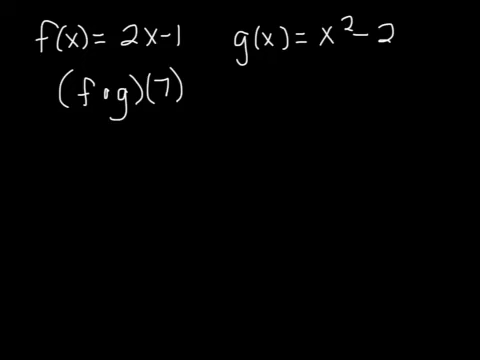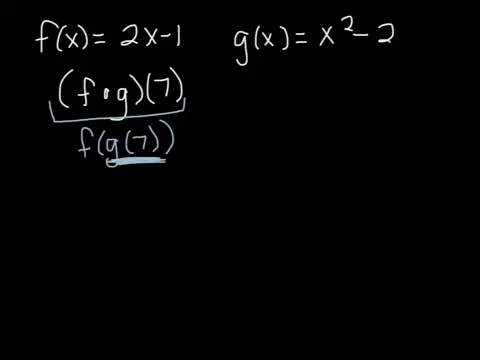F of g of 7. I don't particularly care for how it's written like this. I like to write f of g of 7. And then what we do is we start on the inside and work our way out. I'm going to take the function of g and rewrite g everywhere I see an x. I put an open parentheses, and in that open parentheses, I'm evaluating at 7. So I have 49 minus 2, which is 47.